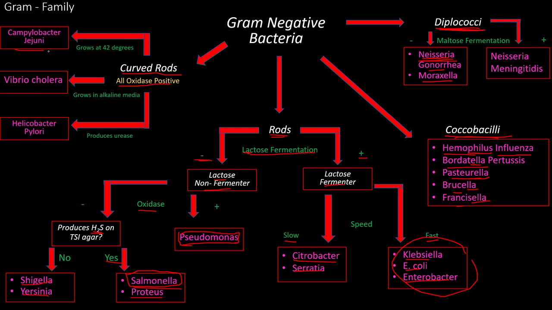Let's start with Campylobacter jejuni. This one is an important one, you'll need to know it. What's the distinguishing feature about it? It grows at 42 degrees Celsius. If you see a question on your exam with the number 42 on it, you know it's Campylobacter jejuni. That's the answer, okay? If it's alkaline media, it's Vibrio cholerae. It doesn't grow in acidic media, it grows in alkaline media. That's Vibrio cholerae. It causes cholera disease. You might know about that, right? And finally, does it produce urease? If it produces urease, it's Helicobacter pylori. This is what causes peptic ulcer disease, gastric ulcers, Helicobacter pylori.